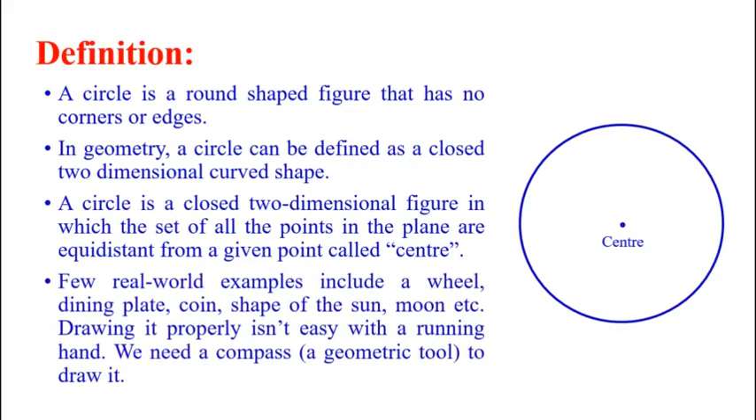Few real-world examples include a wheel, dining plate, coin, shape of the sun, moon, etc. Drawing a circle properly is not easy with a running hand. We need a compass, that is a geometric tool, to draw a circle.